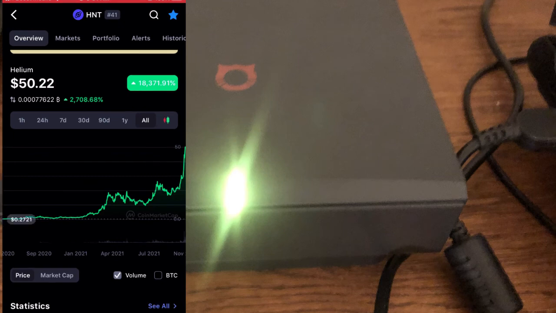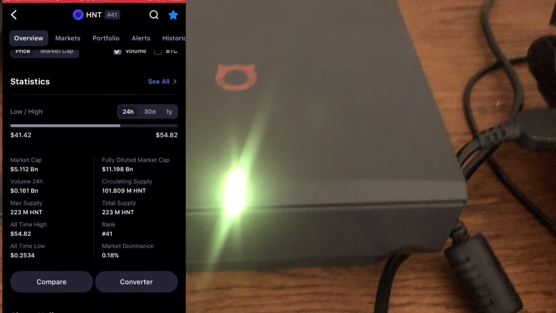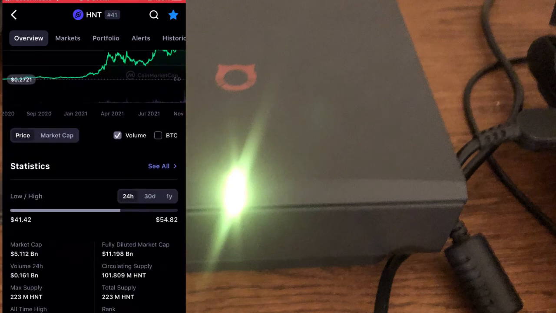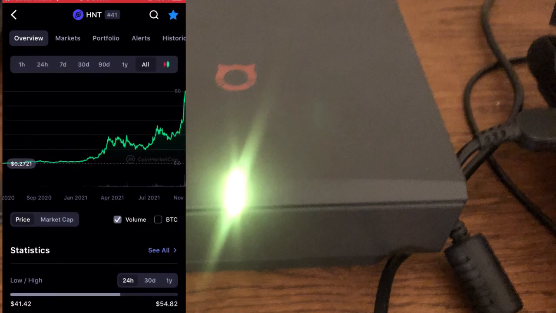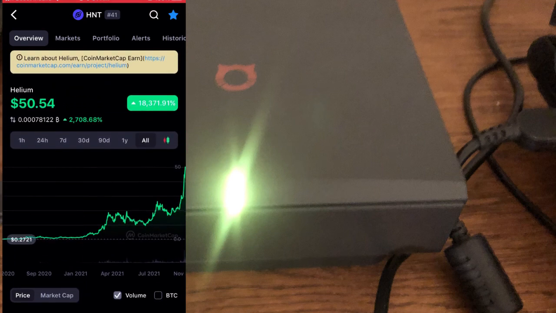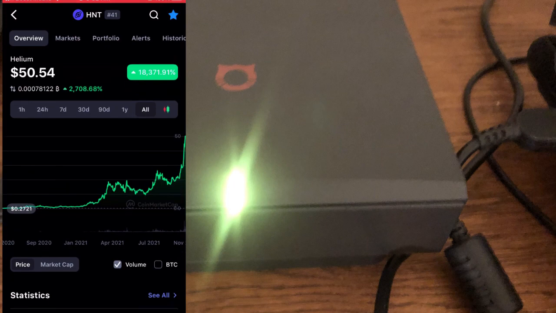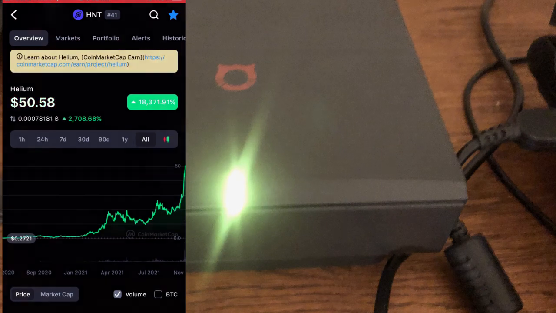It's considered a mid cap. Anything between $1 to $10 billion is mid cap. Anything lower than $1 billion would be considered lower mid cap to higher low cap. And if you go lower than 100 million, then that's lower cap or low cap. And anything above 10 billion is considered high cap. Just to let you know.